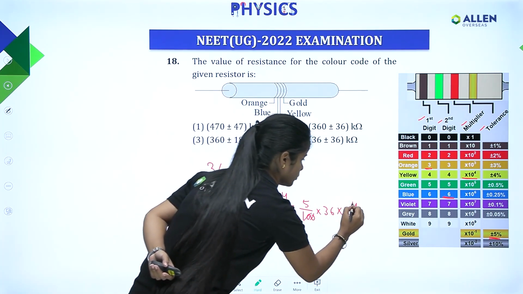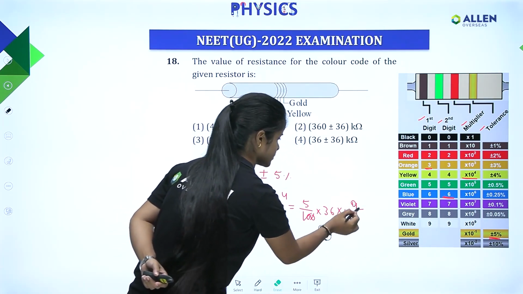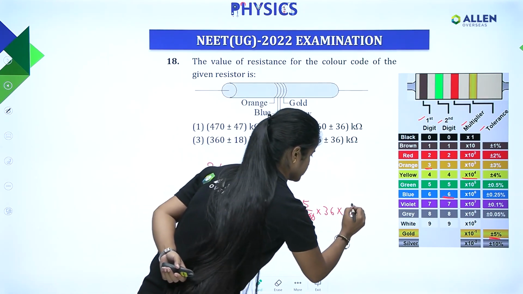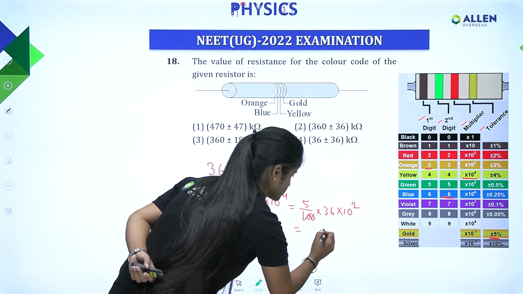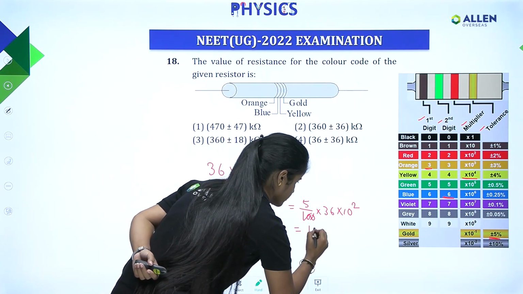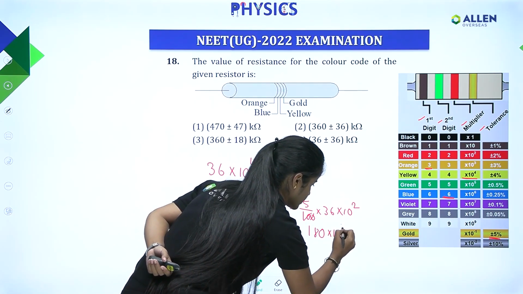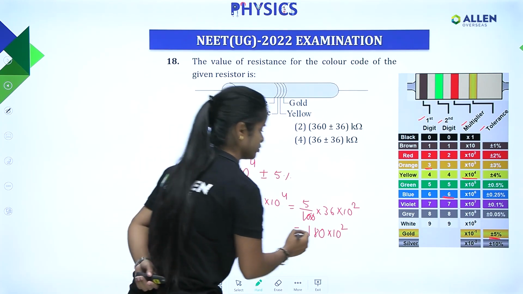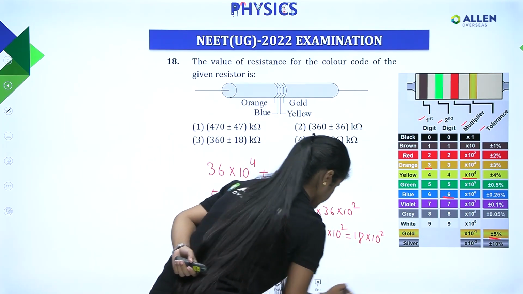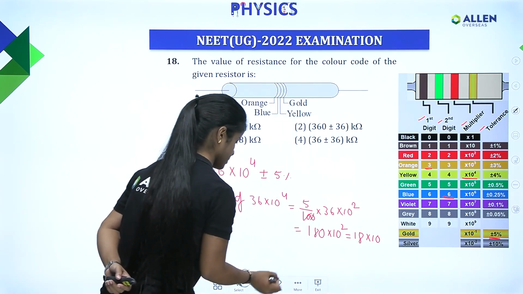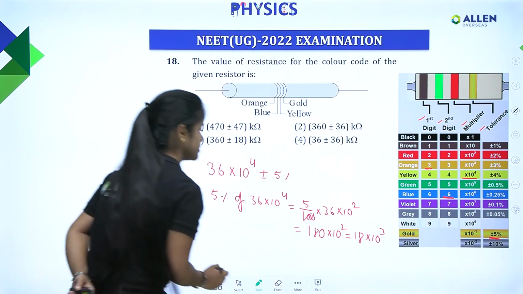So it will be what? After solving this part, you are going to get this value, and finally it will be 180 into 10 to the power 2, and you can also write it as 18 into 10 to the power 3, right? Now the final answer will be what?